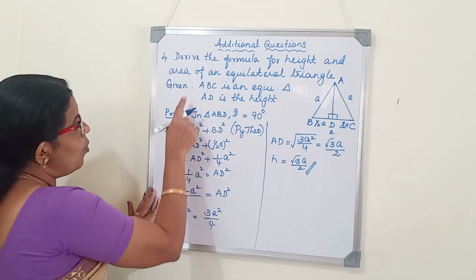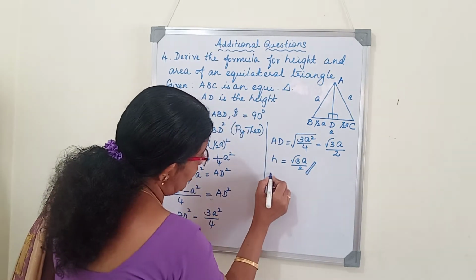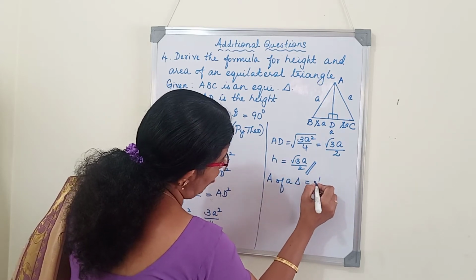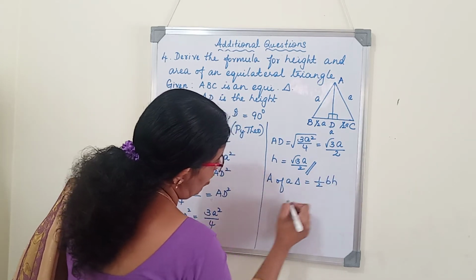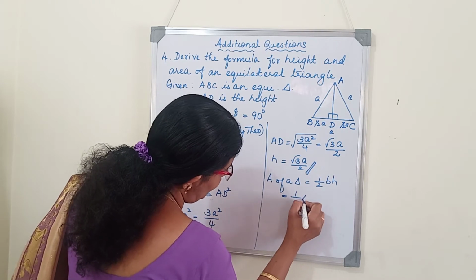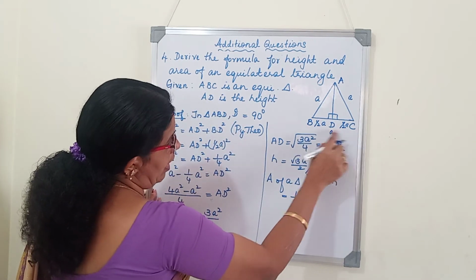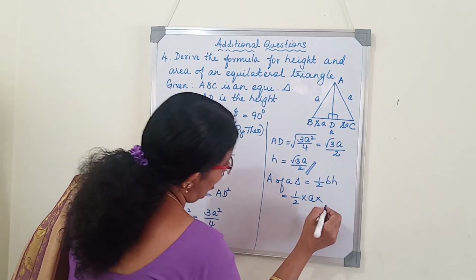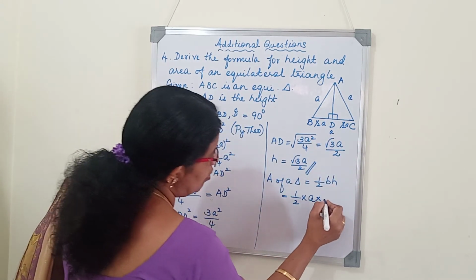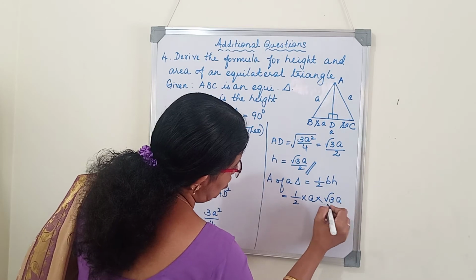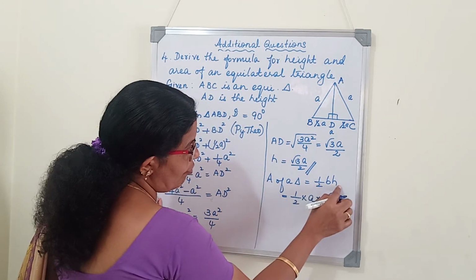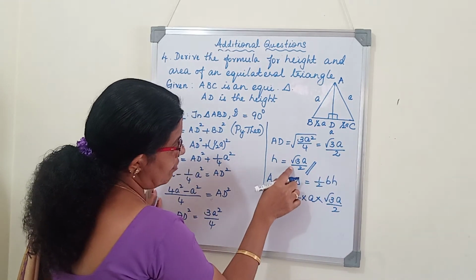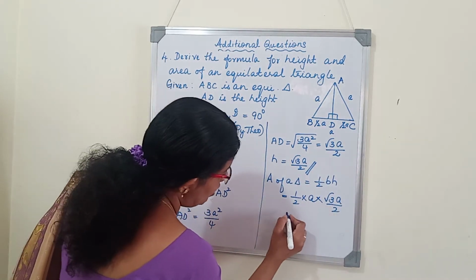Now we want to derive the formula for area. For a normal triangle, area is half BH. So we write half into the base of this triangle, which is BC and the value is A, and the height of the triangle we got is root 3A by 2. We apply the normal half BH formula. The base of the given triangle is A units and the height is root 3A by 2.